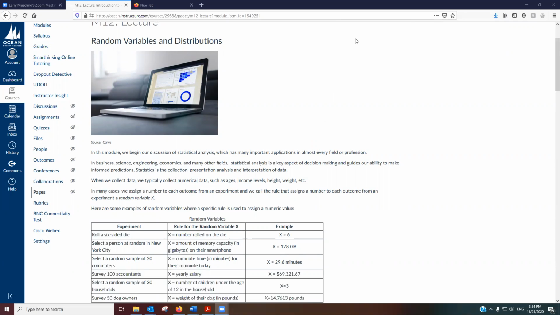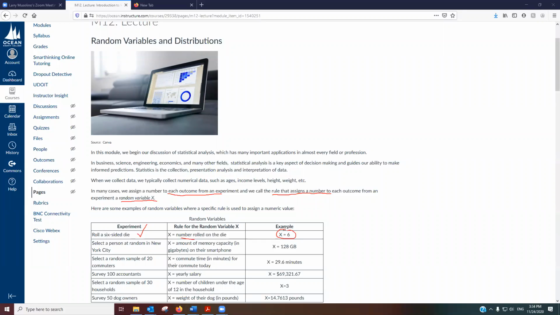So here's the definition. It says here, when we run some kind of an experiment, we want to come up with a rule that assigns a number to each outcome. So let's do an example. What about if I roll a six-sided die? I might assign a random variable to be the number that shows up on the die. So for example, if I roll a 6, x would equal 6.